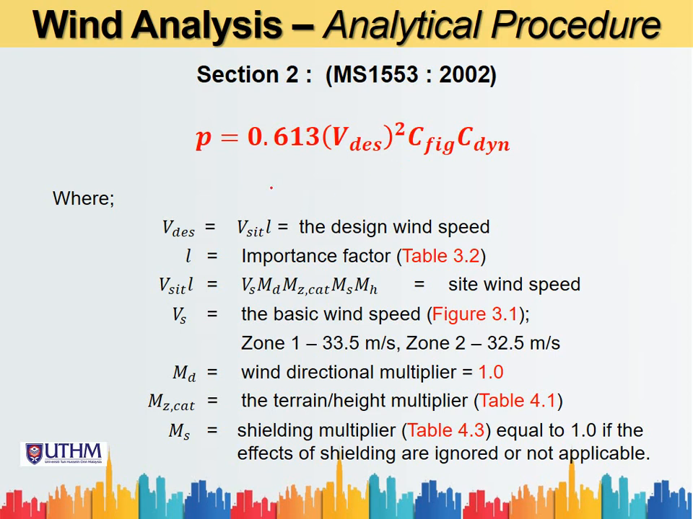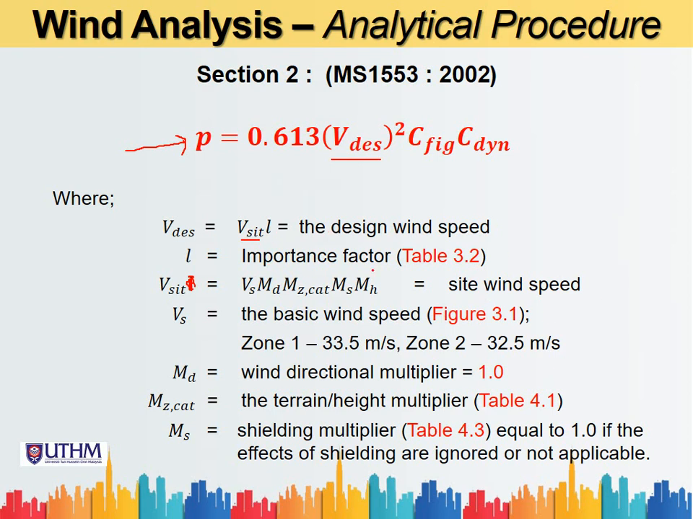Okay, and to complete this equation, you need first to determine V, the design wind speed. The design wind speed is V sit, where sit is the site. L is the importance factor. V sit is the site wind speed. The site wind speed does not have L here, my mistake. So the V sit here is the site wind speed.